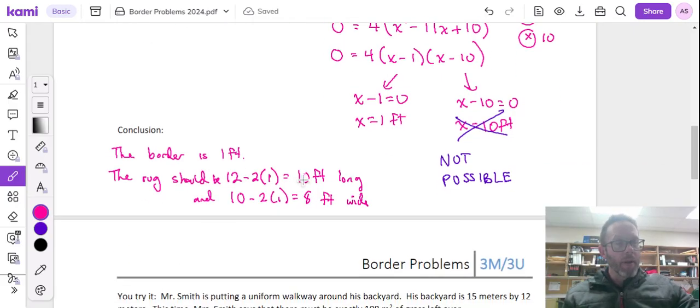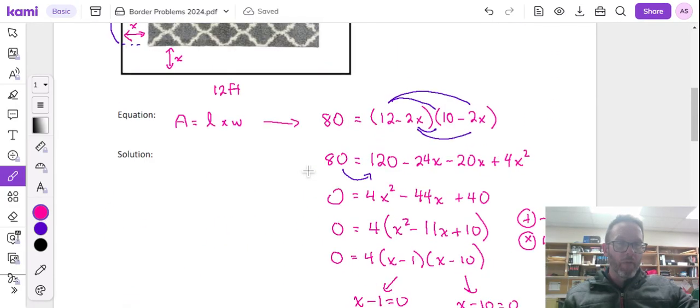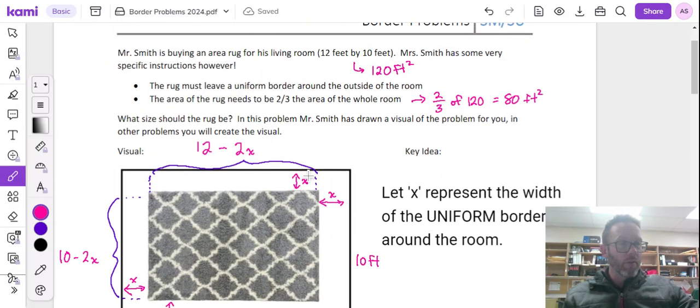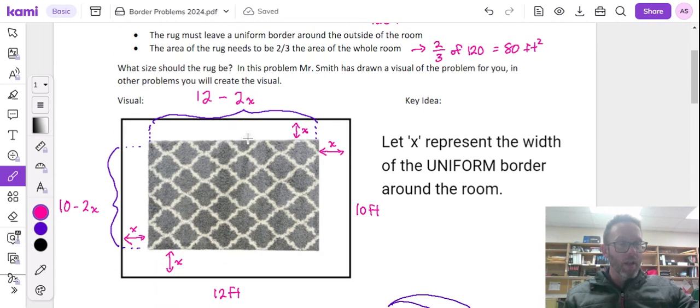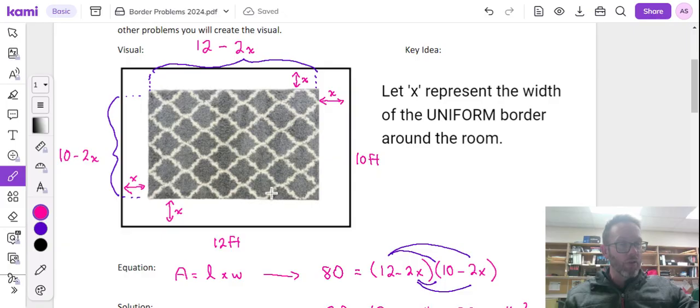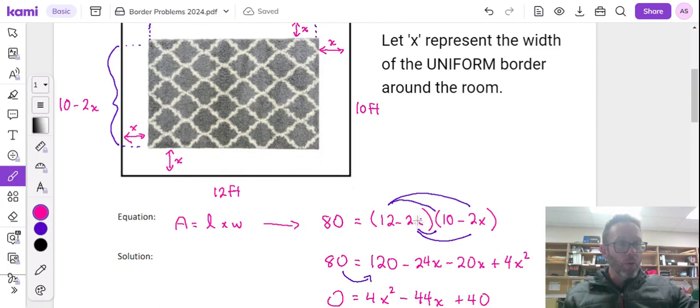Okay. Now, what are my expectations for the 3M students versus the 3U students? So the 3U students, what I would expect is that if I gave you this setup and maybe even a diagram, that you could take it from there. Let X be the width of the uniform border, and you could create your own equation using area equals length times width. For the 3M people, I would expect if I gave you the equation that you could explain where it came from, but then just have the equation and keep solving.